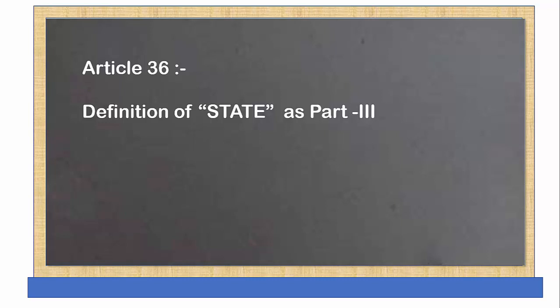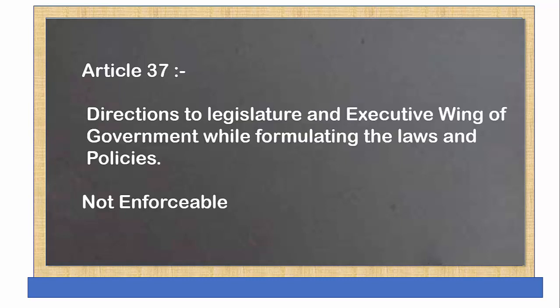Now if I talk about particularly what Article 37 says, the most important one, it gives direction to the legislature, meaning the Parliament or the state legislature, or the executive wing, meaning the members of Parliament at the central level or, at the state level, the members of the Legislative Assembly, that is, MLAs. Okay, so it basically gives direction to the legislature and the executive wings of the government while formulating the laws and the policies.